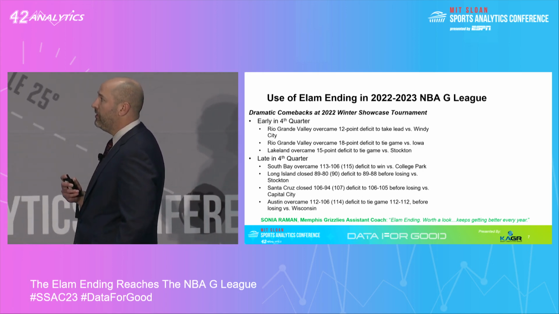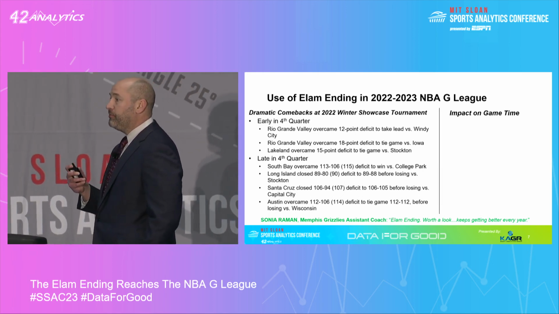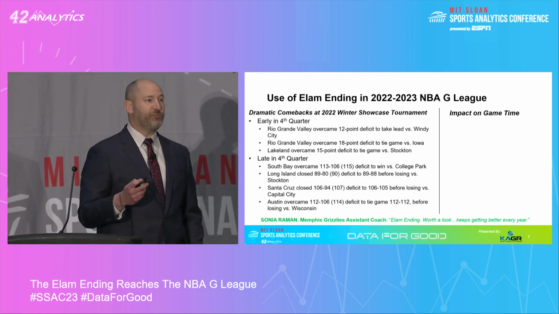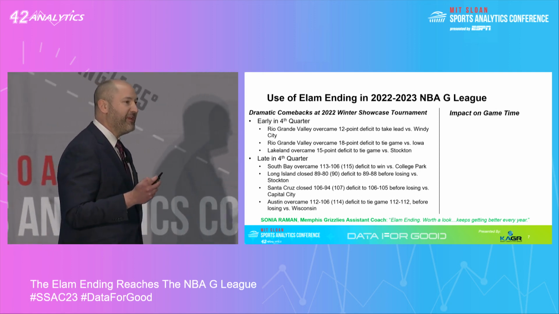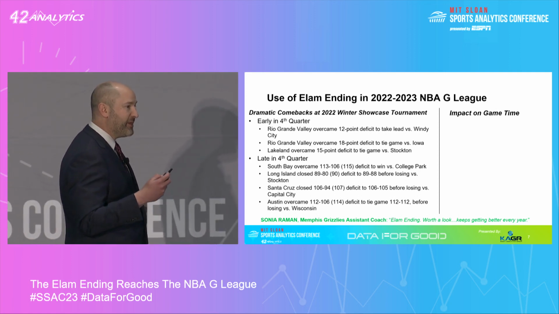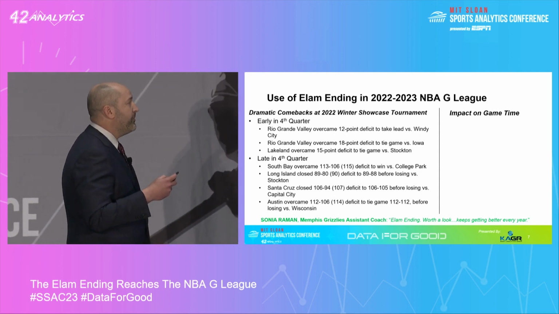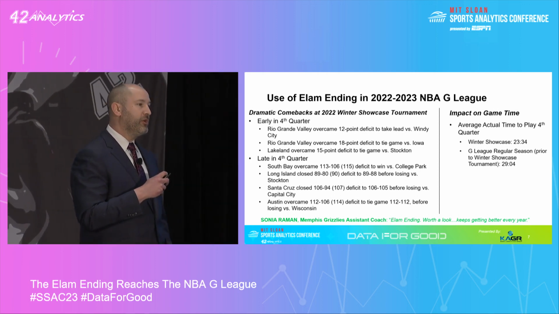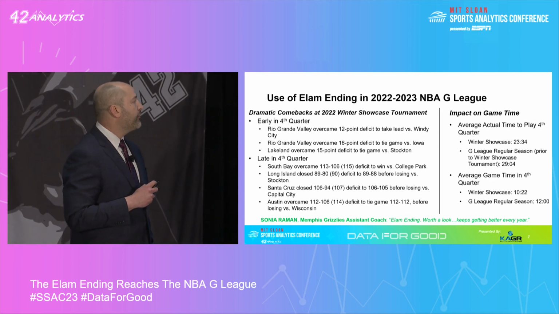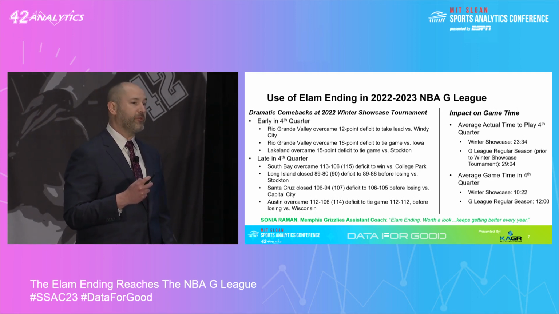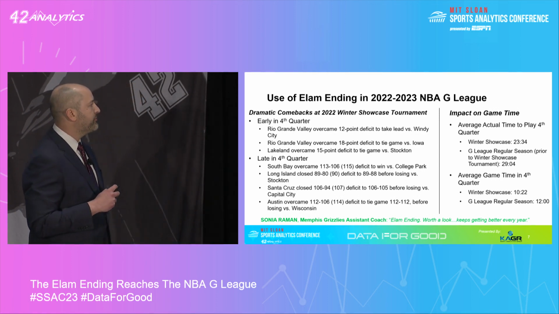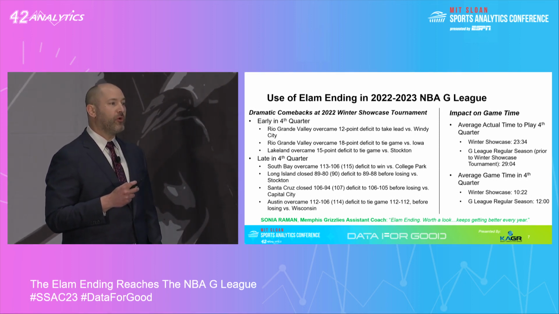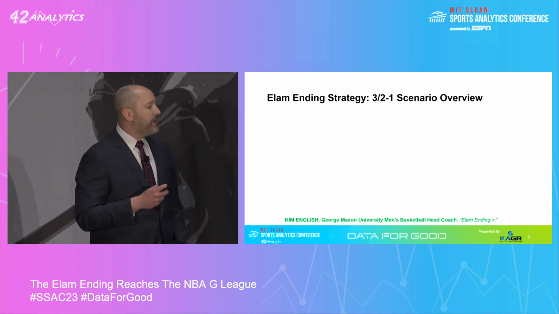One thing that people are also really interested in with the Elam Ending is its effect on time. I actually think that this is one of the misconceptions about the Elam Ending, that it's just meant to speed up the game. I wouldn't even consider that among any of the primary aims of the Elam Ending format. But people do keep an eye on this, whether it's the effect on actual time to play that untimed portion of the game, we're seeing it trim some time off of there. Or if you just measure it in terms of game time, the amount of time that the ball is in play for live ball play, trimming some time off there. So we're seeing some of these effects in G League play. That's a snapshot overall of how it's working in the G League, and it's off to a good start.